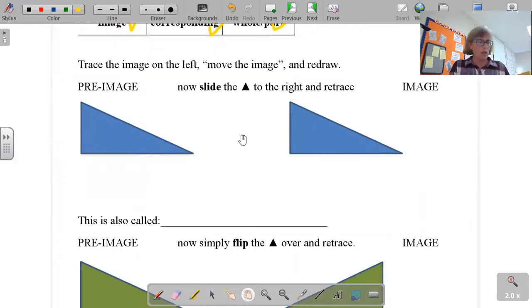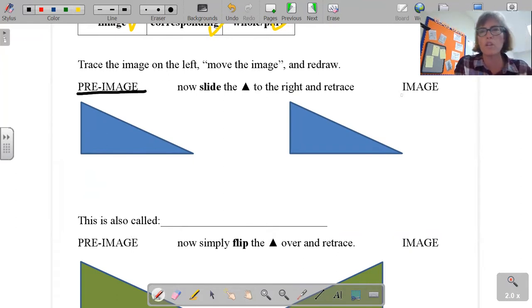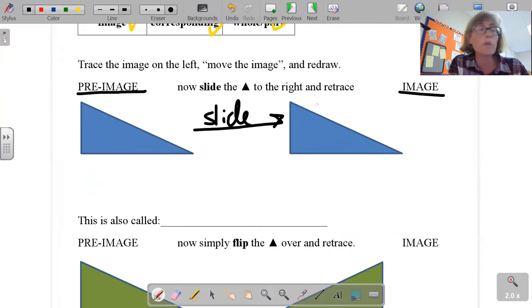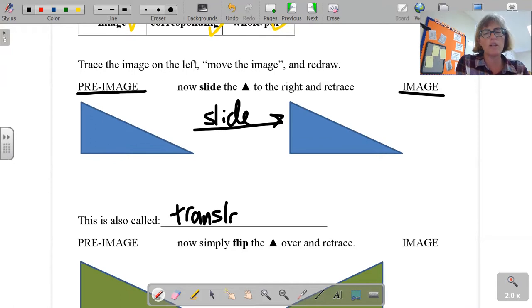So all we're doing is taking this triangle, the same triangle, and sliding it left to right. Slide. The original triangle is called the pre-image, and after you slide it, the after image is called the image. Pre-image, image, after the motion. This motion of sliding is called translation.